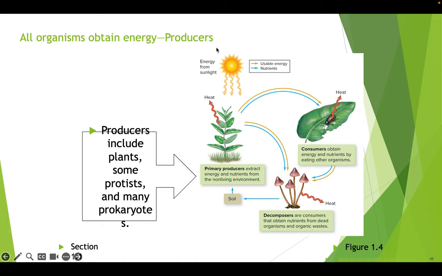All right, some organisms are able to produce their own energy. These producers are autotrophs. They include plants, some protists, and many prokaryotes. What they're able to do is harvest energy from the sun. Do you remember what this process is called? Good, photosynthesis, yes. So they capture energy from the sun, they convert it into chemical energy that can be used by organisms that eat the producer or by the producer itself. Good. And then some of that is broken down by decomposers.